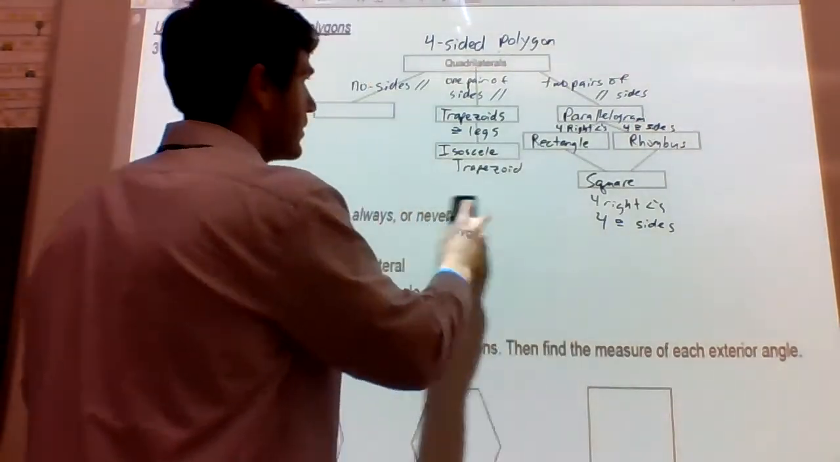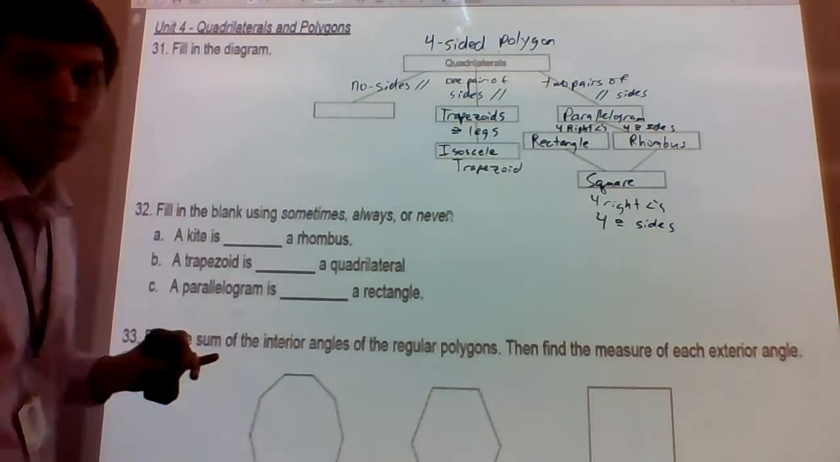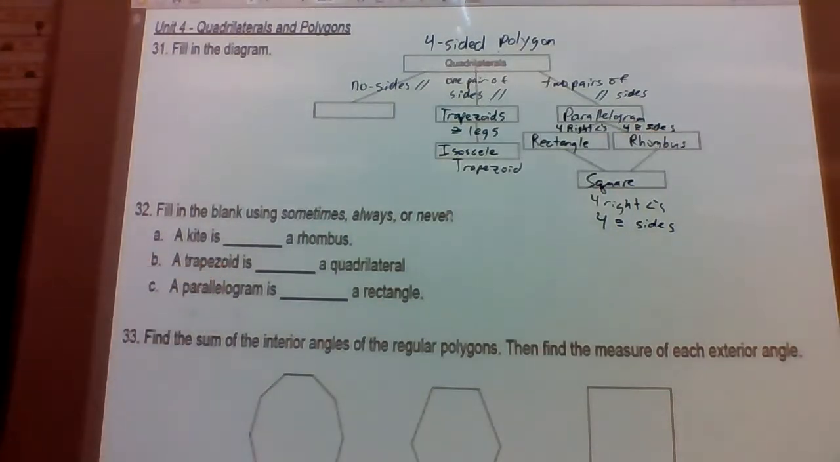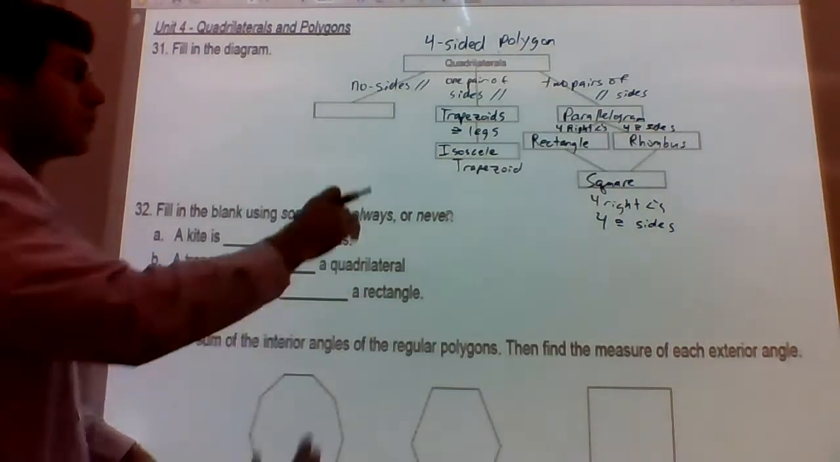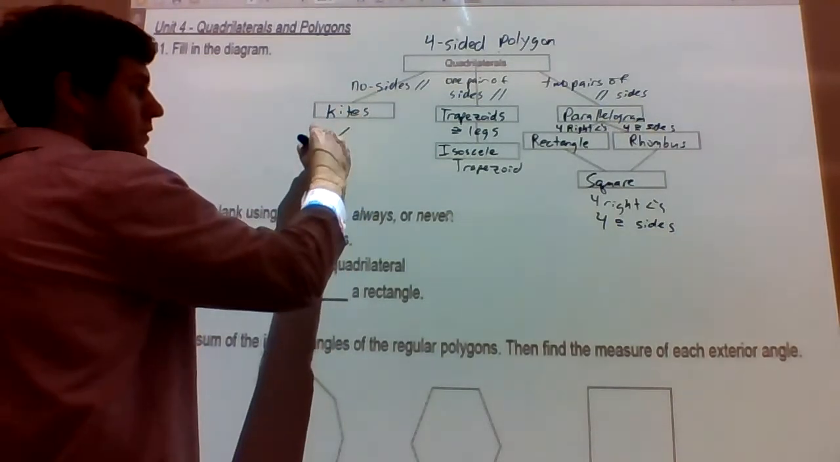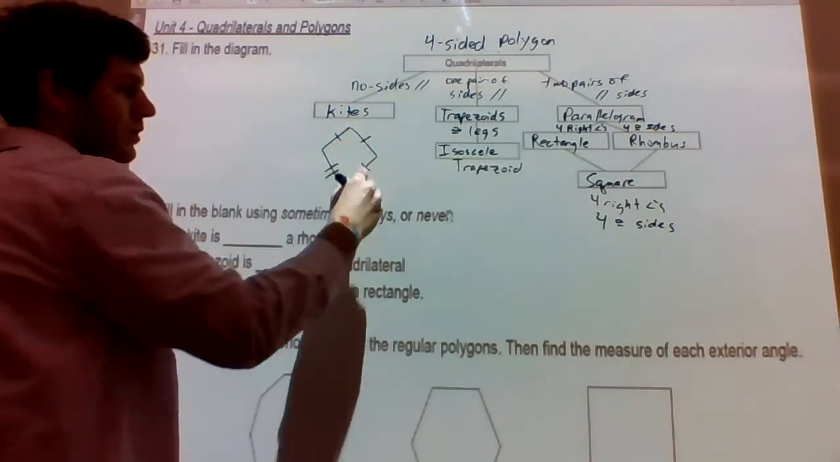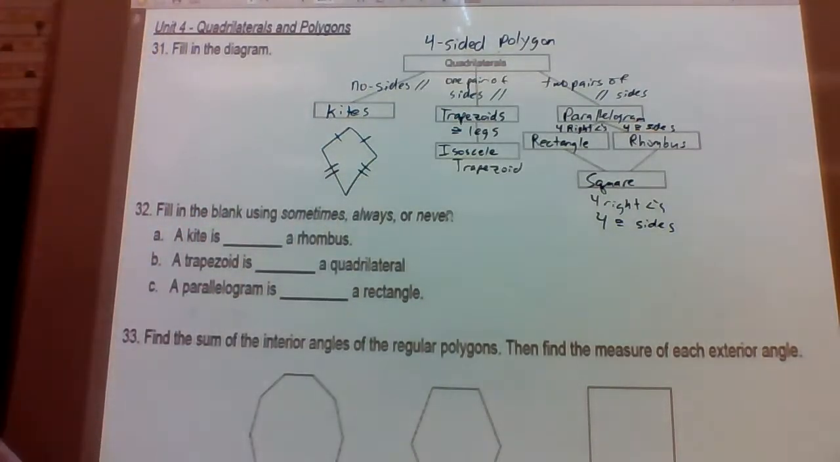And then there are many, many different quadrilaterals with no sides that are parallel. We talked specifically and only about kites. Kites had two pairs of adjacent, consecutive sides that were congruent. Okay, so that's 31.